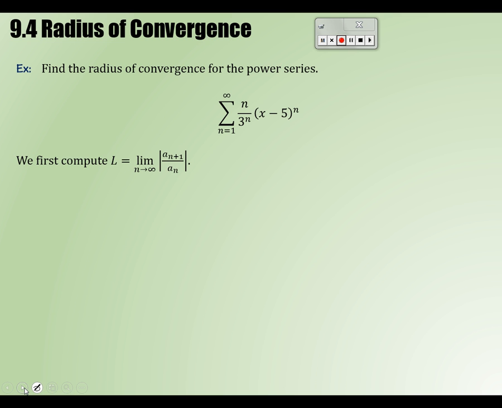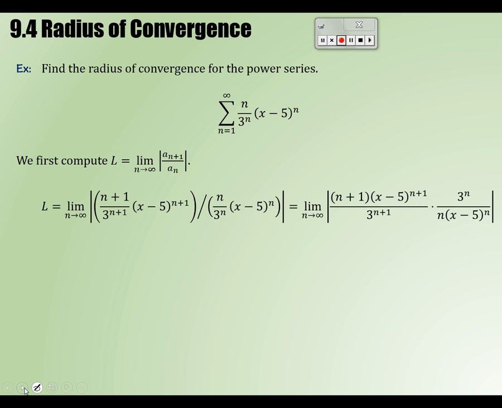Okay, so here we go. We're going to compute our L value by taking the limit as n goes to infinity of the ratio of the next term to the current term, right? So plug in n plus 1 everywhere and divide by this. Don't look at the n part down here yet. I'm plugging everywhere there's an n in our formula, I'm replacing it with an n plus 1. And then I'm dividing by a_n, which is just the formula that's inside the sum, right? Is that okay?